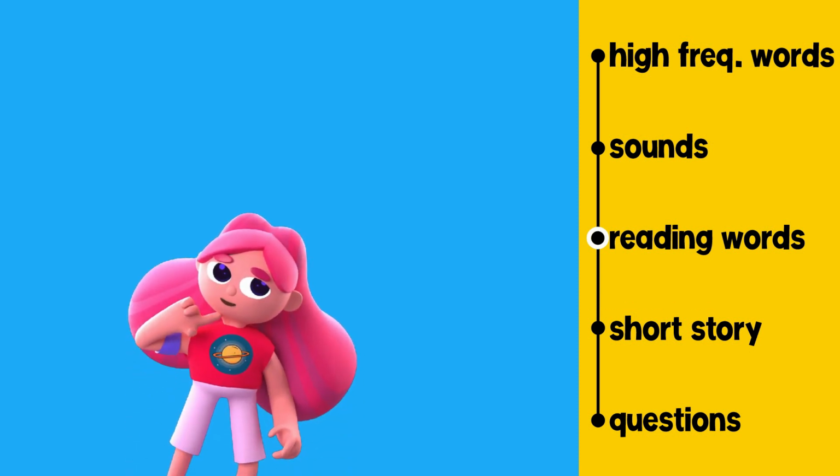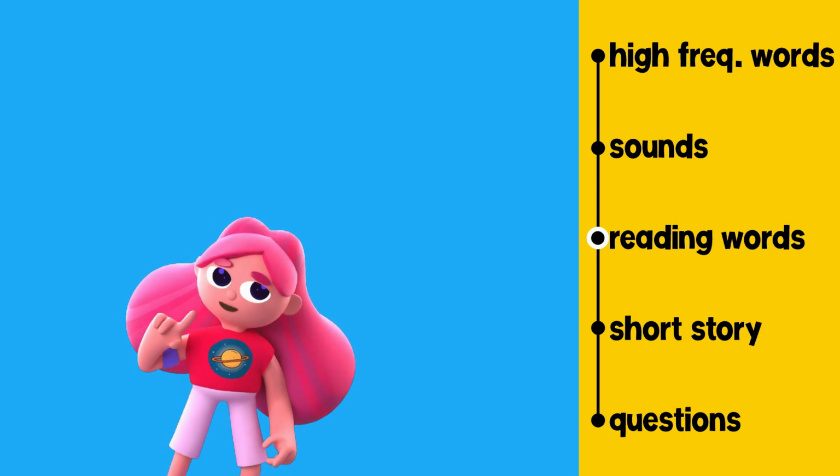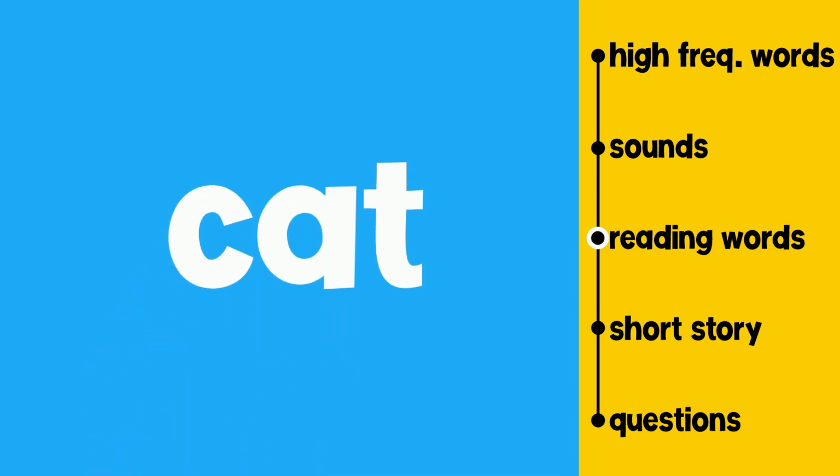All right, now that we've gone over the letter sounds we need, it's time to sound out today's reading words. Here's your first word. Go ahead and sound it out. If you said k, a, t, cat, then you got it.